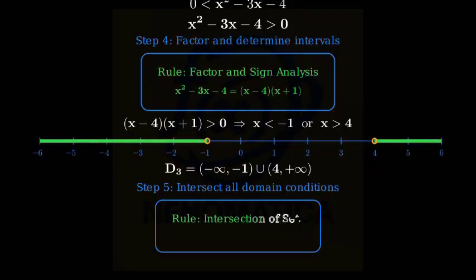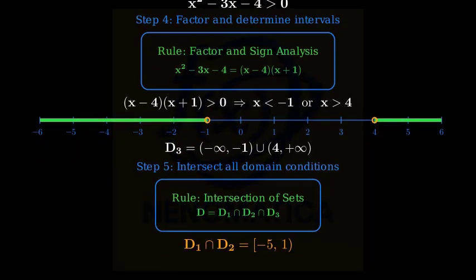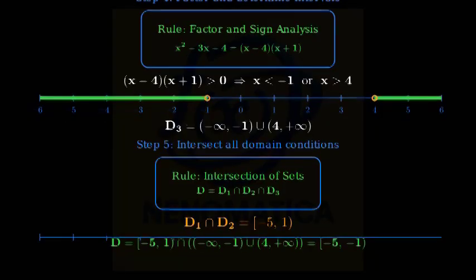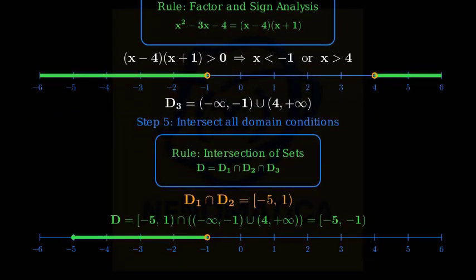We take D1 intersect D2 intersect D3. First, D1 intersect D2 equals the interval from negative 5 to 1, open at 1. Intersecting that with D3 leaves the interval from negative 5 up to, but not including, negative 1.